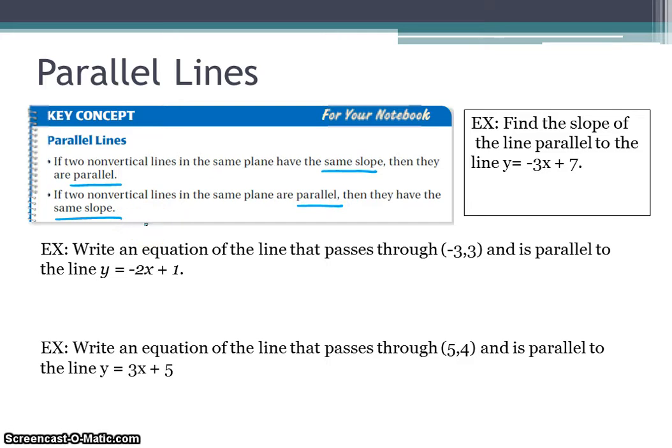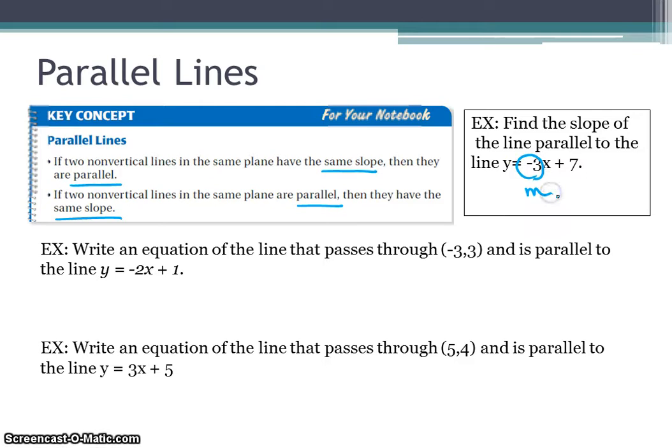So for this first example, Miss Fitzgerald, it says, find the slope of the line parallel to the line y equals negative 3x plus 7. What do we need to do? Well, I think that first we need to find the slope of the line that's given. So is that 7? No, remember that your slope is always the coefficient of the x term. So coefficient, that's the number in front of the x? It's the number in front of the x. What would that be, Miss Hygra? That would be minus 3.